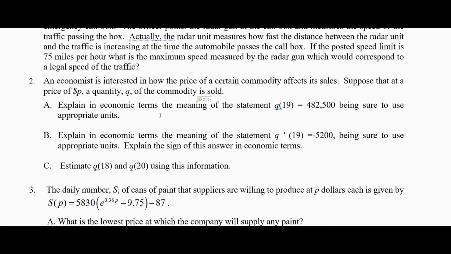B, explain in economic terms the meaning of the statement Q prime of 19 equals negative 5,200, being sure to use appropriate units, and explain why that should be a negative in economic terms. C, estimate Q of 18 and Q of 20 using this information.